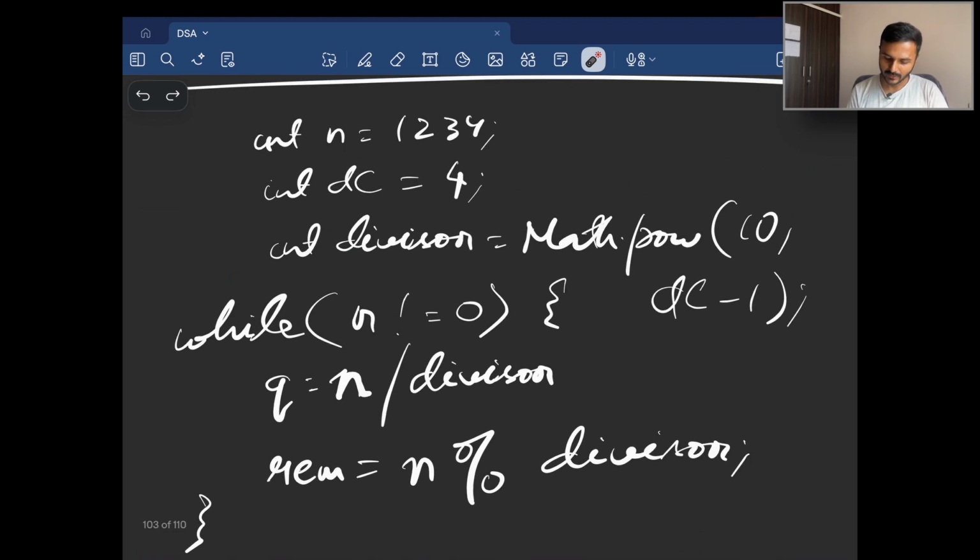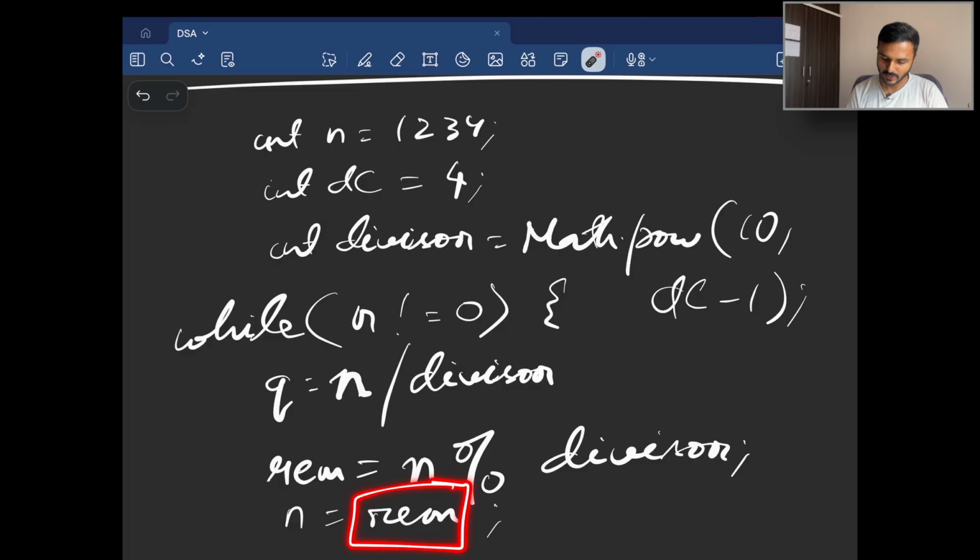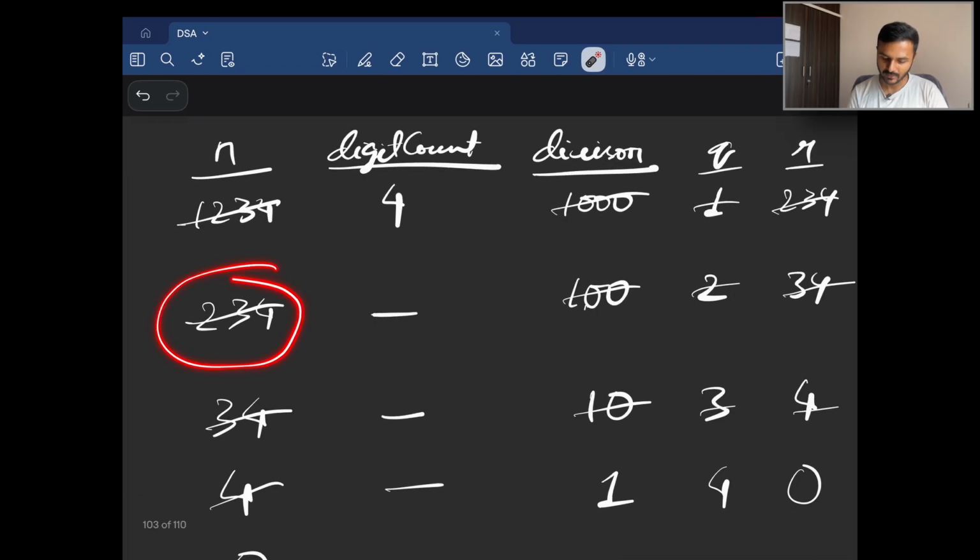Now, how can we do that? At the end, once we have the remainder, can we say this? Can we say n is equal to rem? If we do that, what's going to happen? Rem, which is 234 in this case, assuming n is 1, 2, 3, 4, and this is the first iteration, n will become 234, right? So that takes care of this.